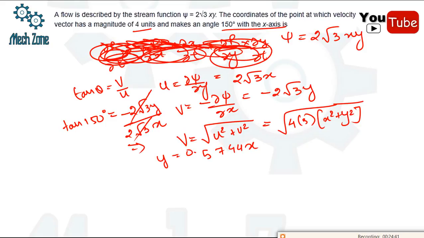y equals 0.5774 x. Now what we are going to do is, we already have the values. One value we have obtained from here, which is equal to 4, and the other value is here, that is y equals 0.5774 x.